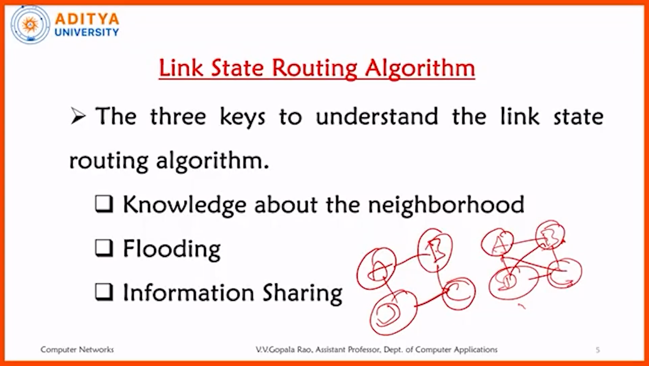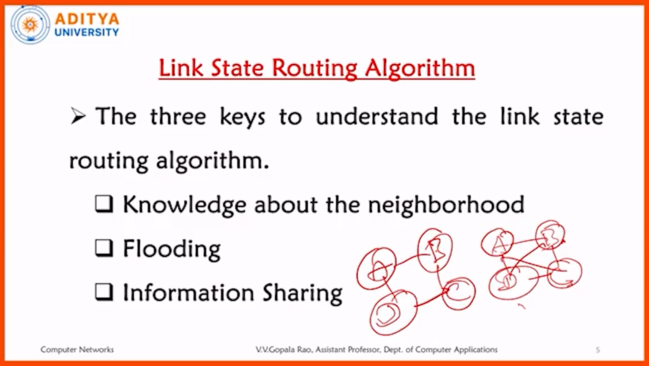Then A is going to share the information with B and D. It cannot share the information with C because C is not a neighbor of A. Similarly, B can share its information with A and C. C can share its information with B and D. D can share its information with A and C. So this is the meaning of knowledge about the neighborhood.